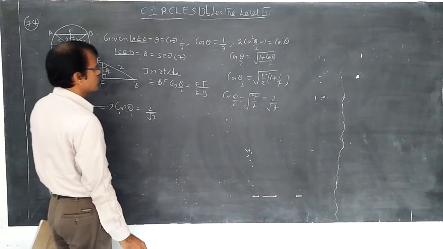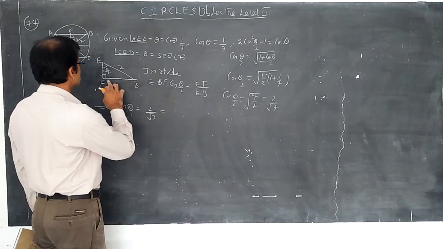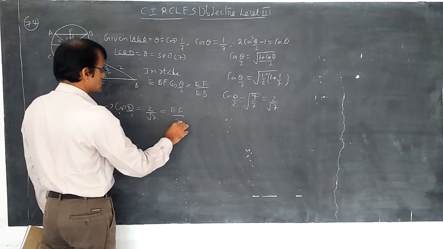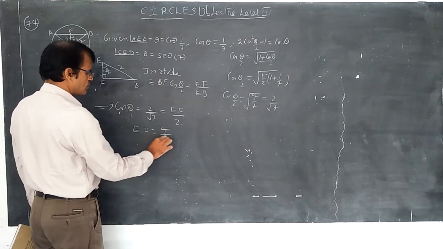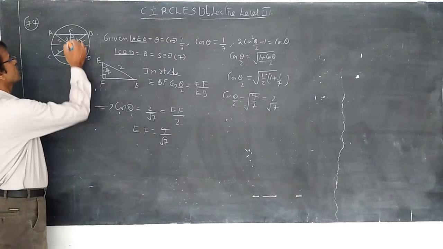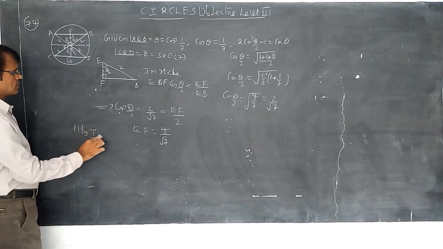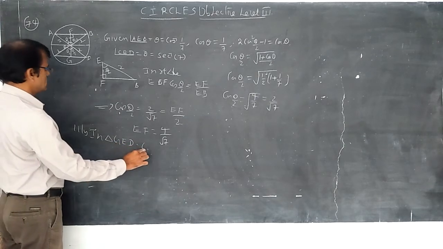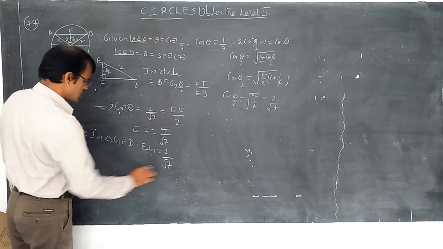So cos theta by 2 is 2 by root 7, which equals EF by 2. So EF is equal to 4 by root 7. Length of the chord is not EF. Similarly, in triangle GED, EG is also 4 by root 7.